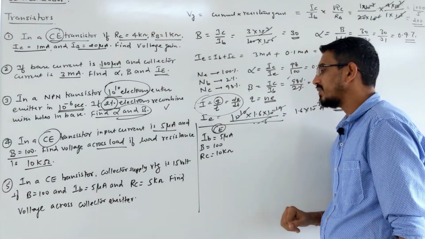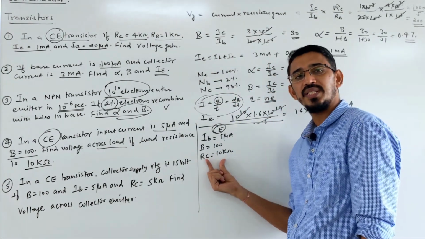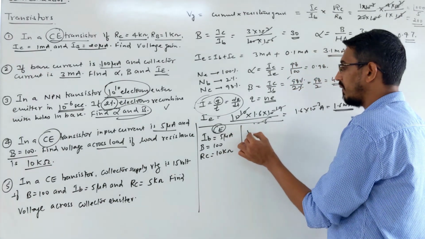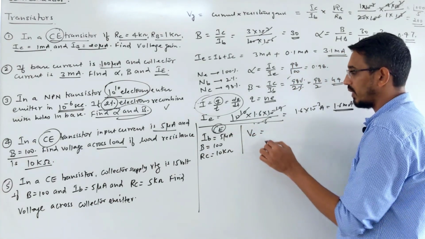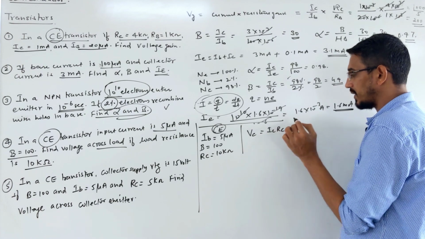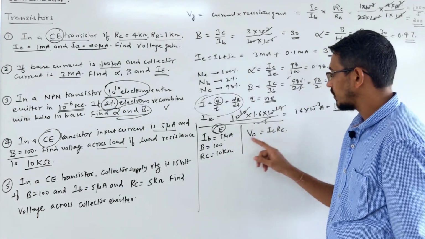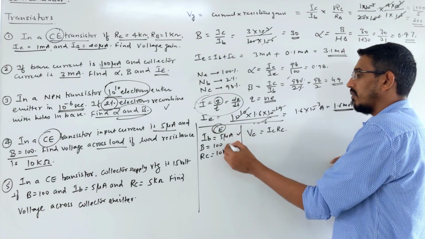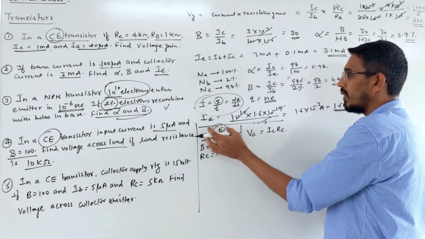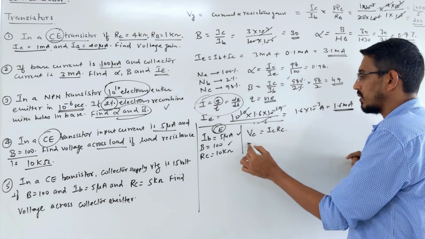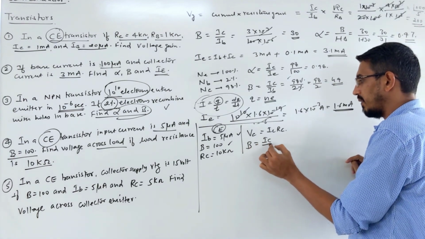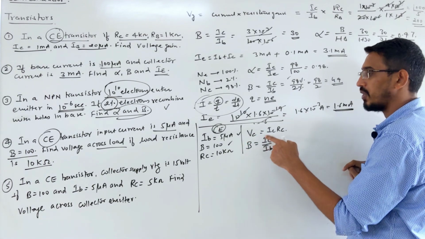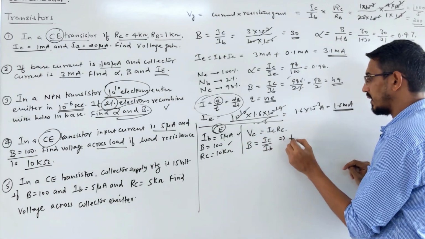Look, for the output voltage we need the output resistance and the output current. The output resistance is given to you. What we need is VC, the output voltage, which is IC into RC. RC is given, so what I need is IC. And look here, IB is given and current gain is given. Common emitter mode, and in common emitter the gain is called beta. Beta is IC by IB. Beta given, IB given, so you can find IC first.